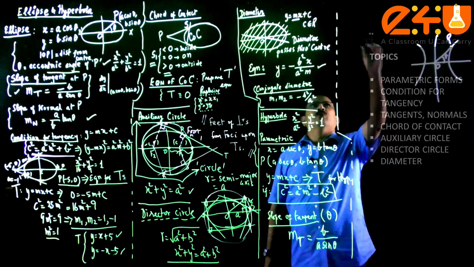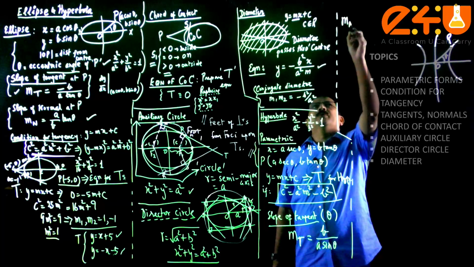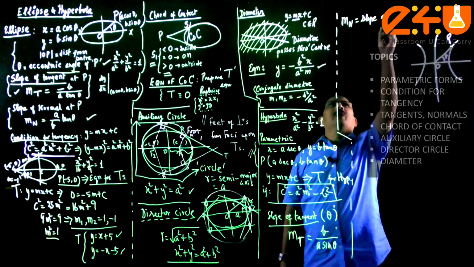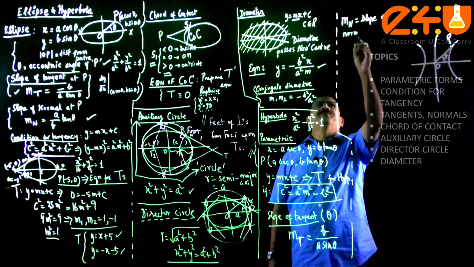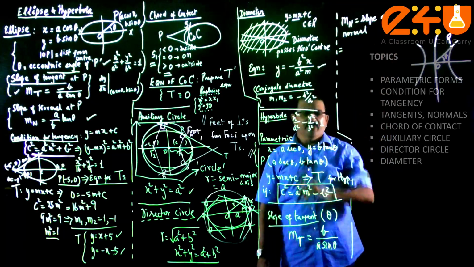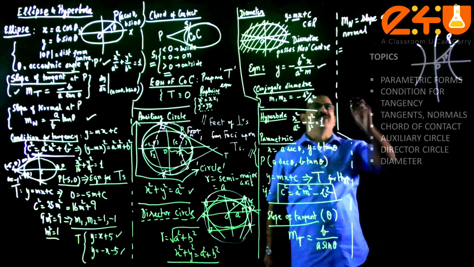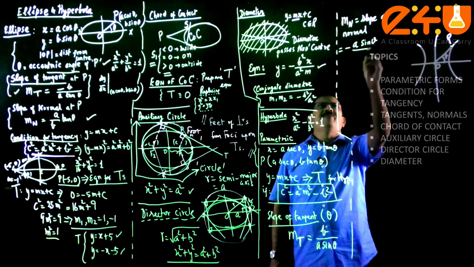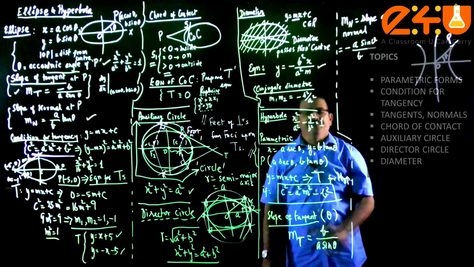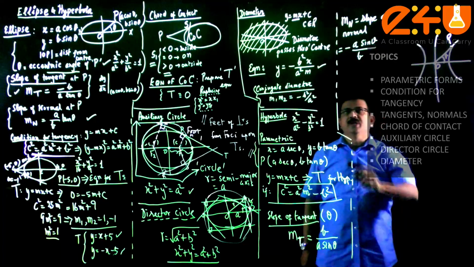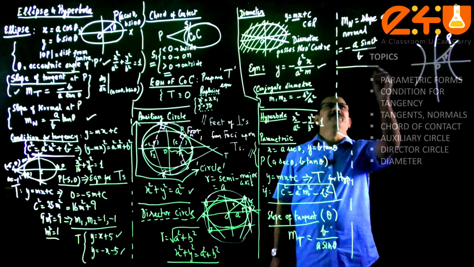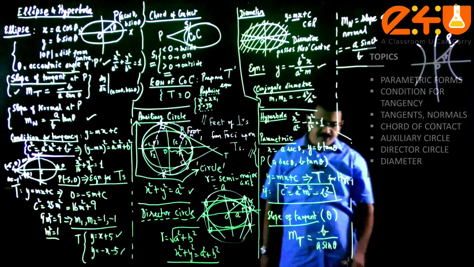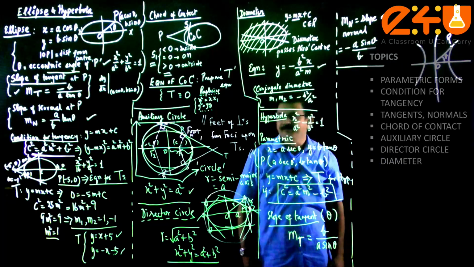Once we have the slope of the tangent, we can also arrive at the slope of the normal, which is the negative reciprocal of b by a sin theta. So it is minus a sin theta over b. That becomes the slope of the normal in terms of the parameter.